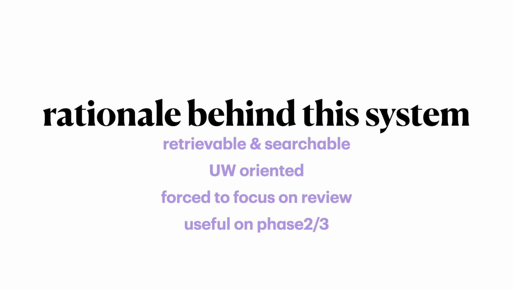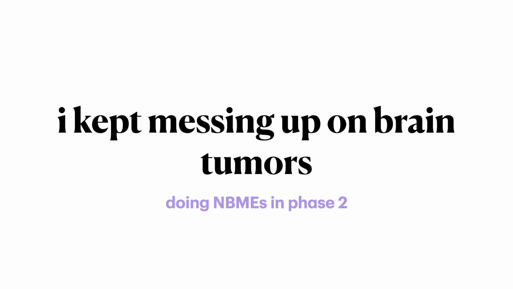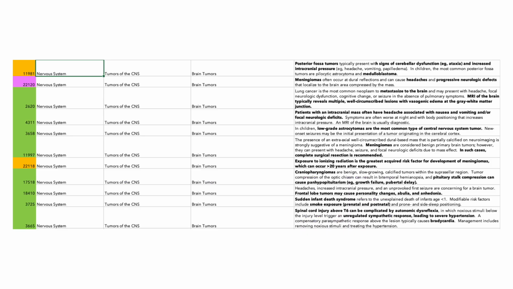And like I said, it was very useful in phase 2 and phase 3. For example, I was doing a bunch of MBMEs and a bunch of CMS forms, and I kept messing up on brain tumors. I've been messing up on them since Step 1, and Step 2 was not any different. So I was like, you know what, enough is enough, time to review that topic. So all I did was search for the tag. And you can see right there, we have everything I need to know. Every single question in UWorld that was about brain tumors was right in front of my face.